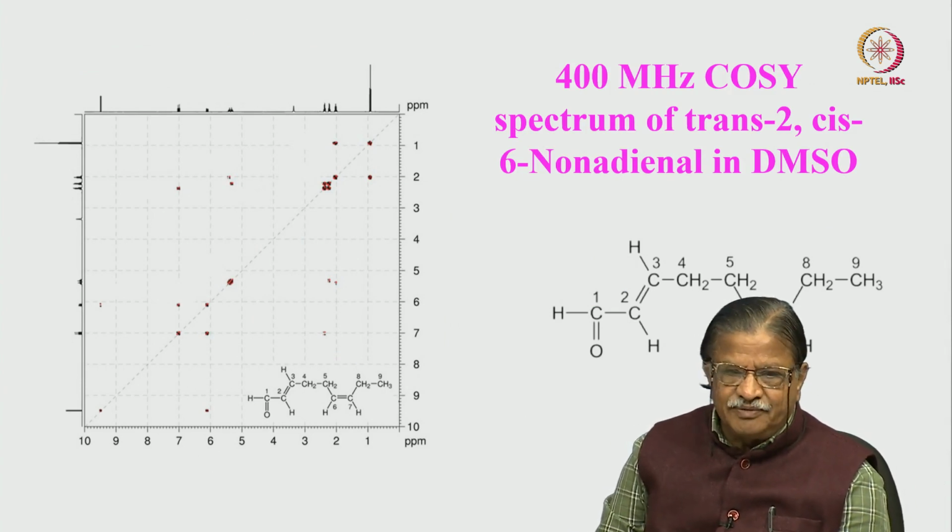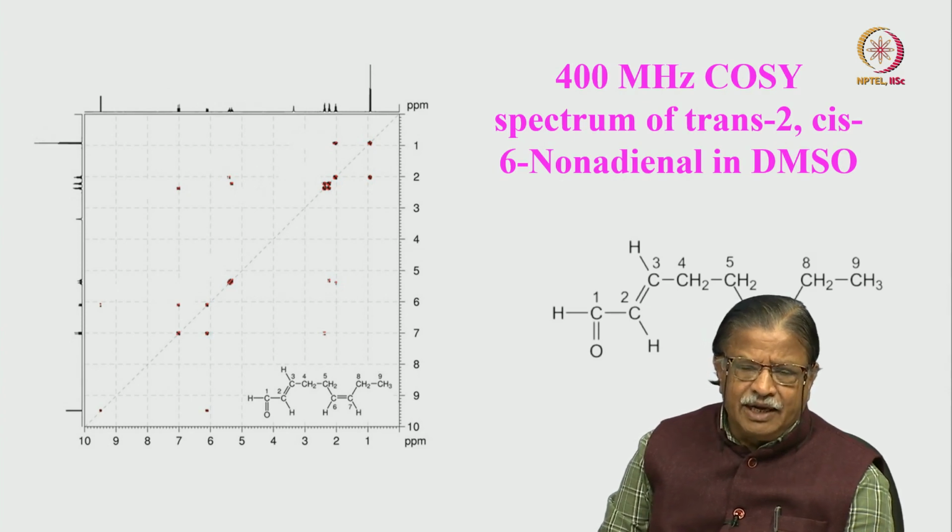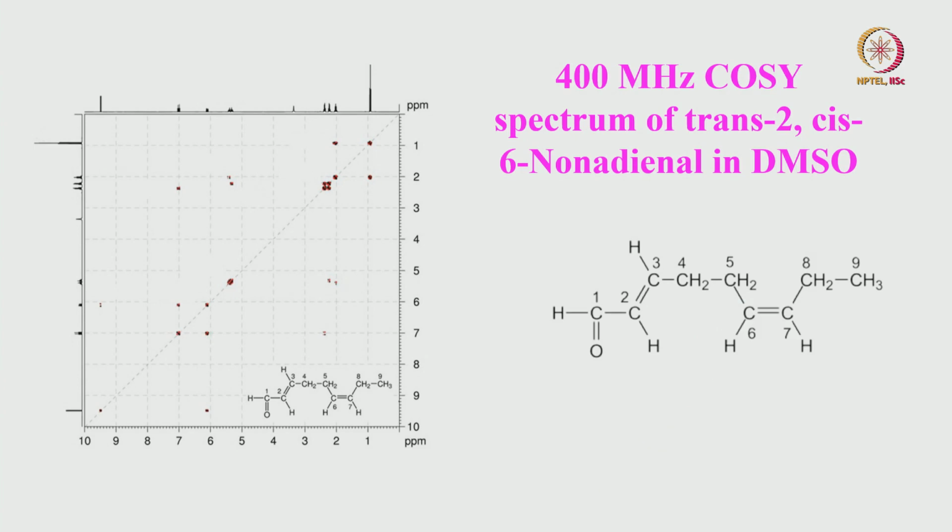How do we assign this one? This is a spectrum of trans 2 cis 6 nonadienal. Again, if you carefully see, this is CH3, I have to start with. It is a triplet. So, I will start with that. Okay. And then if you come down, there is no other cross peak, only this, and go horizontally and complete the square. So, if this is CH3, then this has to be CH2. I would say H8. Easily I can make the assignment for that.